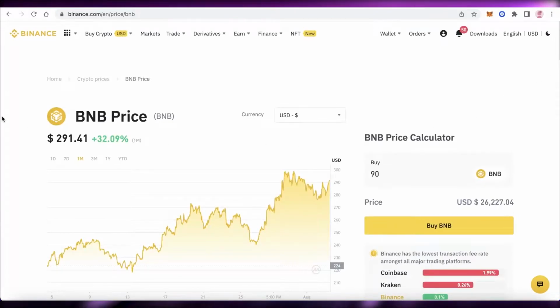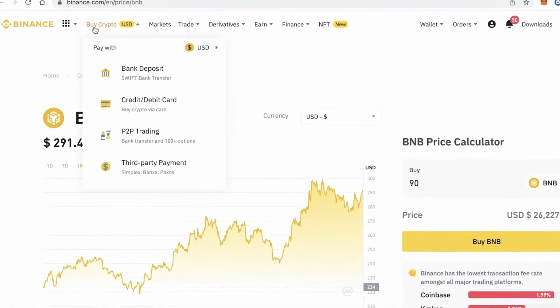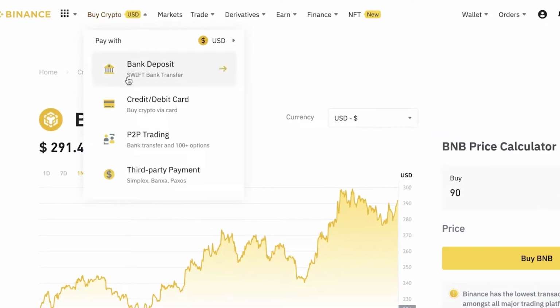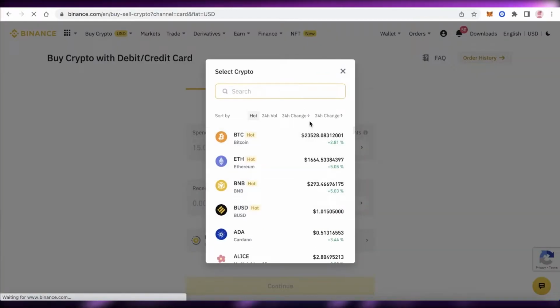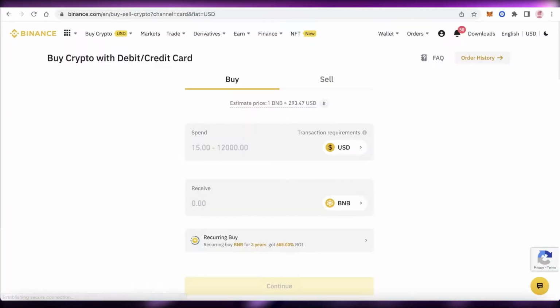Now, you might be wondering, how do I trade, exchange, and buy Binance Coin? If you click on buy crypto over here, and you want to buy it with your credit or debit card, you can enter the amount of USD, and then you can buy BNB from over here. So let's say I want to buy $100 worth of BNB. I would be receiving 0.340754 BNB, and that is something that you can take a look at as well. So you can enter however much USD you want to buy BNB.